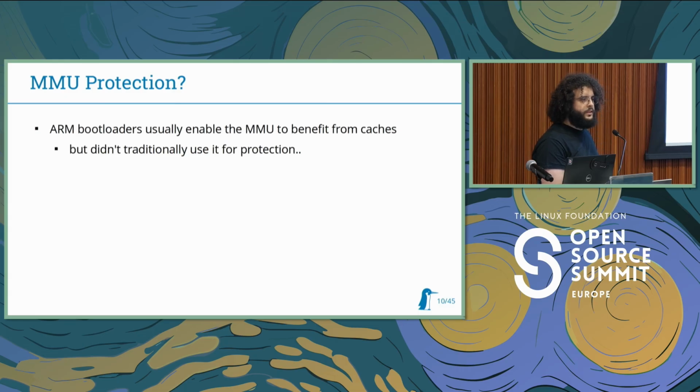Then there is the elephant in the room. Why was there no hardware protection? And it's not for lack of support for memory management units. Support for memory management units has been part of ARM bootloaders for many years because you need them to actually enable the data caches. So if you want to boot fast, you need memory management unit support.